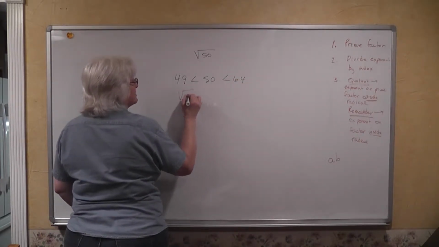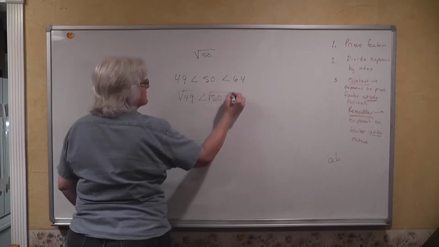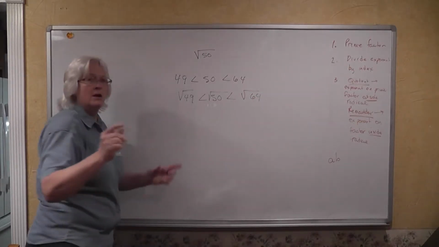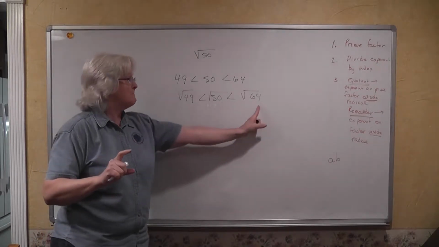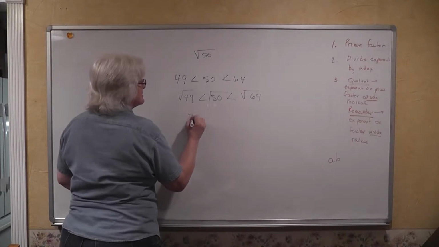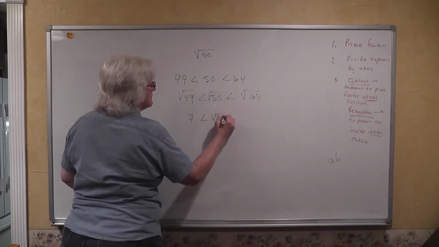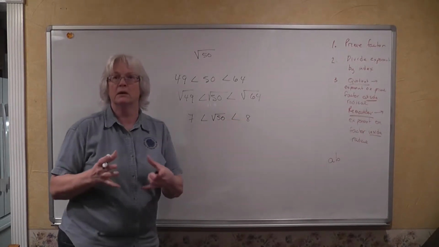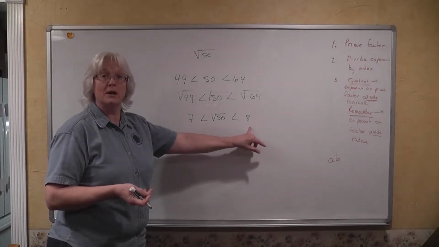And we learned that we could say the square root of 49 is less than the square root of 50, which was also less than the square root of 64, because we have this radicand here bounded by perfect squares. So we saw that the square root of 50 comes somewhere in between 7 and 8. But this is just an approximation.